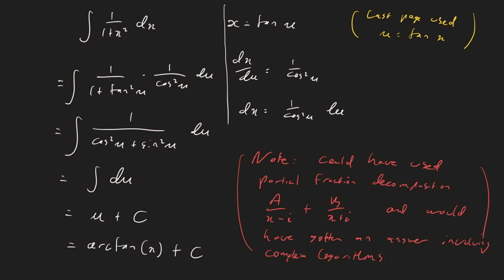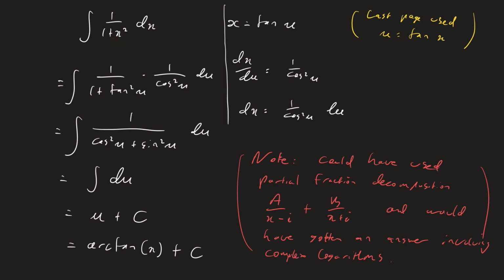Another way of arriving at arctan x, besides just having differentiated this and knowing that its derivative is this, is via the substitution x equals tan u. On the last page, remember we had u equals tan x. So in some ways the substitution here is u equals arctan x, but we write it as x equals tan u. If we differentiate this, then we know from before we get 1 on cos squared u, therefore dx is 1 on cos squared u du.